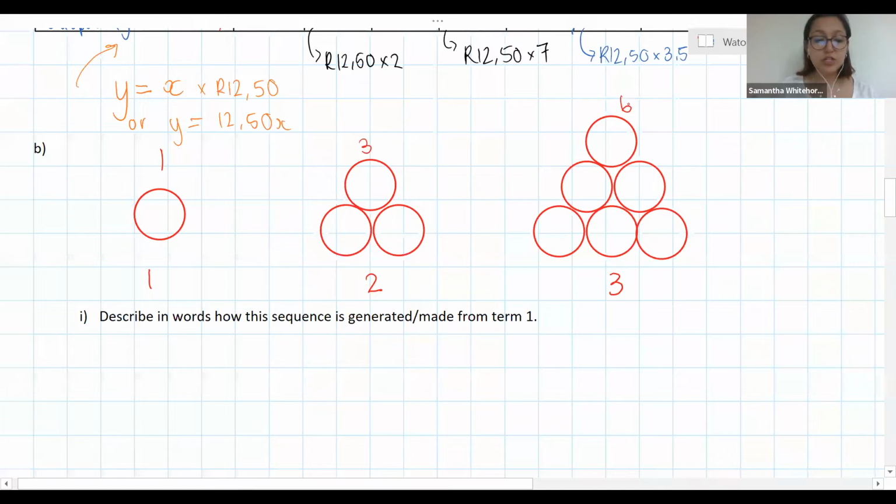My first question is, can someone describe to me what the pattern is? How am I getting from image 1 to image 2 to image 3 and so on? Take a look, I'll give you a sec. Then hands up, or you can put it in the chat. How do I get from one image to the next? Bear in mind, you started with 1 circle. So you went from 1 circle to 3 circles, 3 circles to 6 circles.